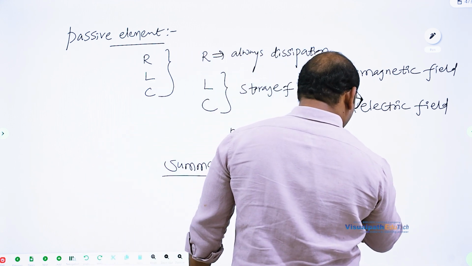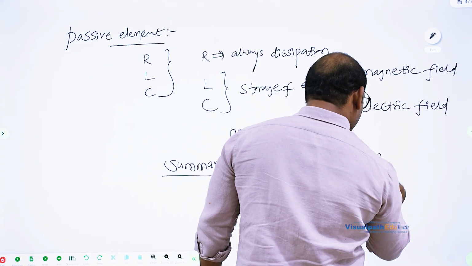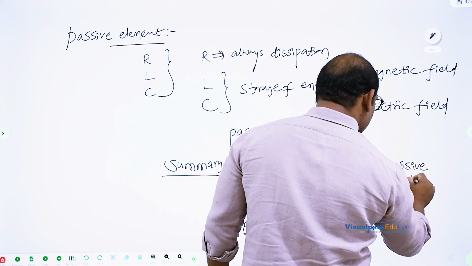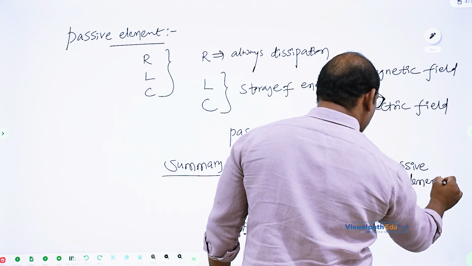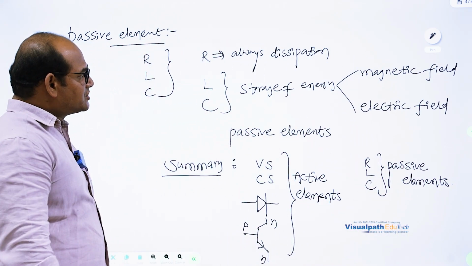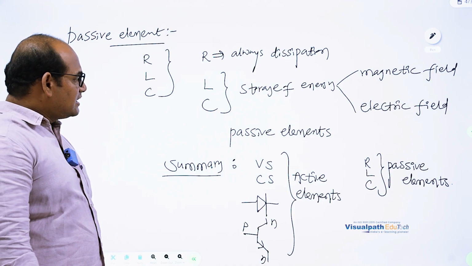And resistor, inductor, capacitor, these three are passive elements. Okay. So this is a little bit of introduction to the electronics we can tell.